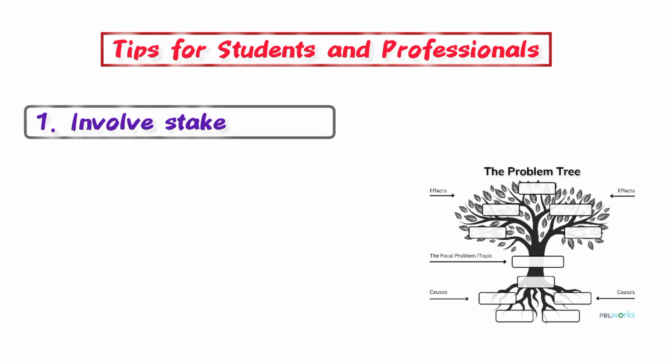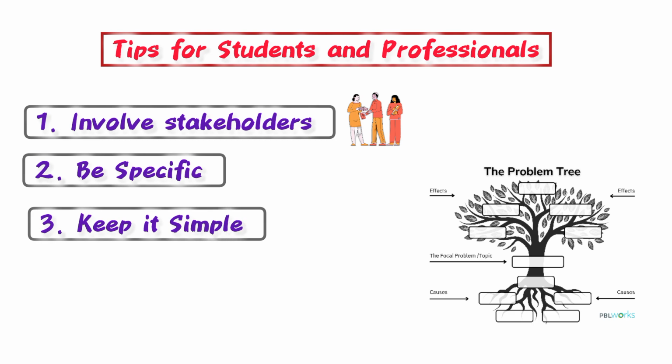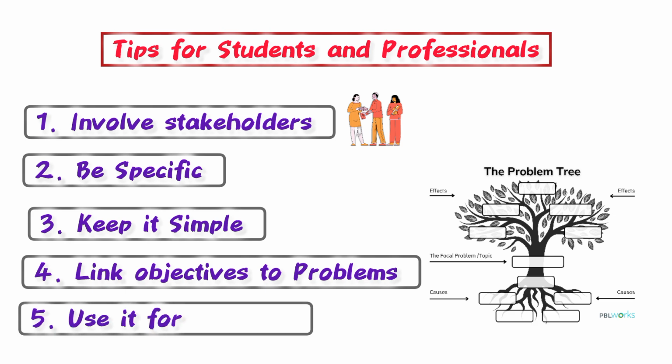Number 1, involve stakeholders. You have to include community members, health workers, and other relevant people to get accurate information. Be specific. Make sure your causes and your objectives are measurable. Keep it simple. Avoid making the tree too complicated. Link objectives to problems and effects. So every objective should clearly address a problem or effect from the problem tree. Use it for planning. So both trees are useful tools for proposals, project planning, and public health interventions.